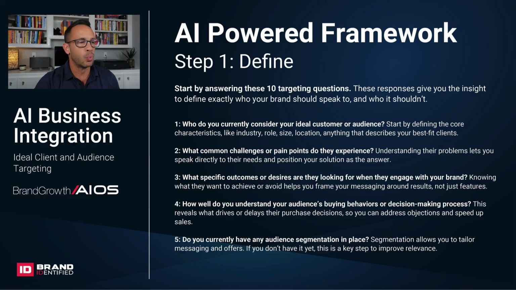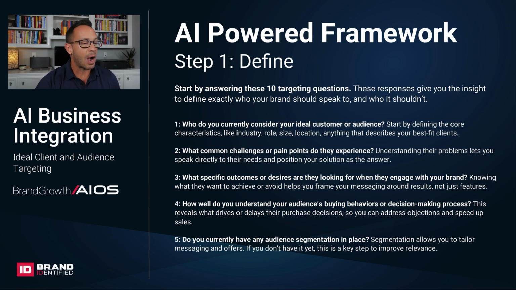Question number 2 is, what common challenges or pain points do they experience? Understanding their problems lets you speak directly to their needs and position your solution as the answer. Question number 3 is, what specific outcomes or desires are they looking for when they engage with your brand? Knowing what they want to achieve or avoid helps you frame your messaging around results, not just features.